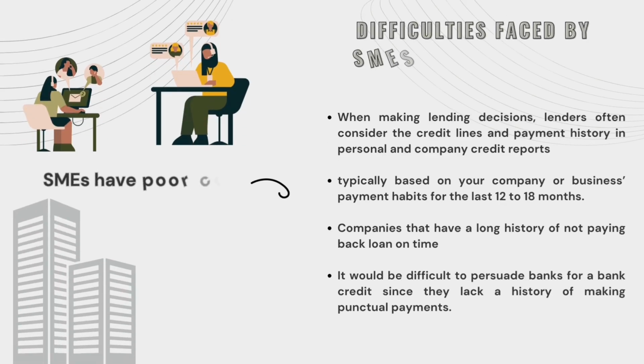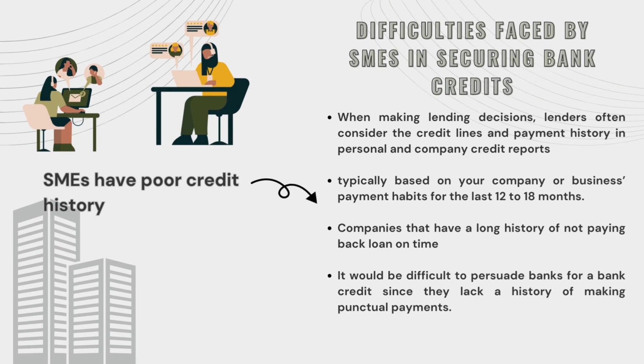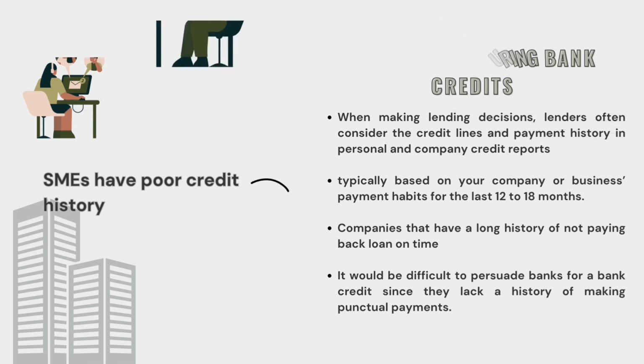When making lending decisions, lenders often consider the credit lines and payment history in personal and company credit reports, and it is typically based on the company or business payment habits for the last 12 to 18 months. For companies that have a long history of not paying back loans on time, they might have difficulty persuading banks for bank credit since they lack a history of making punctual payments.